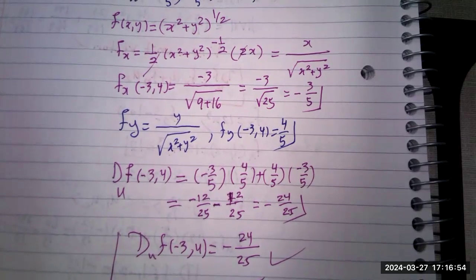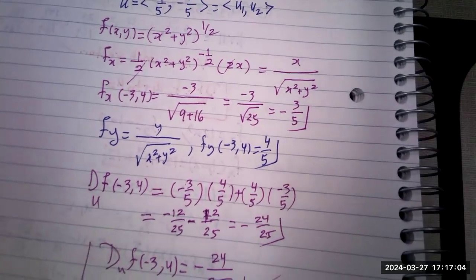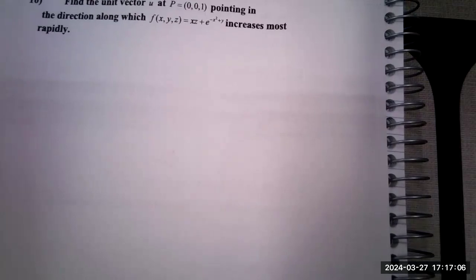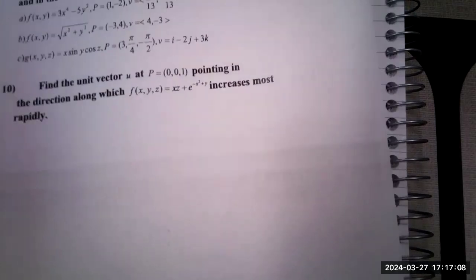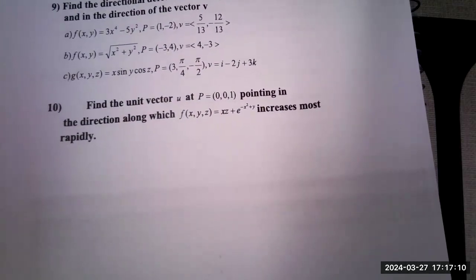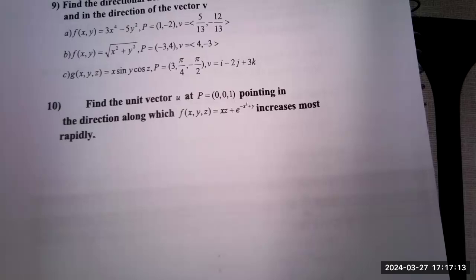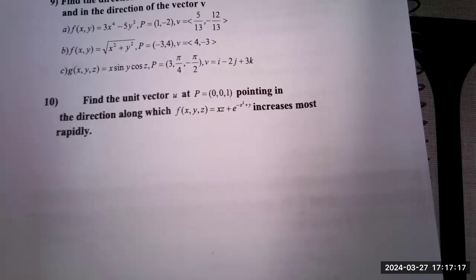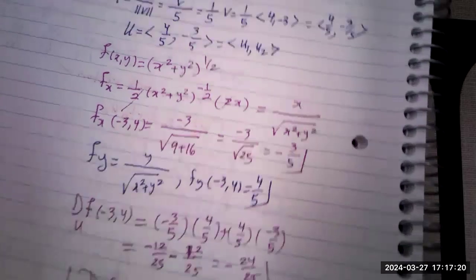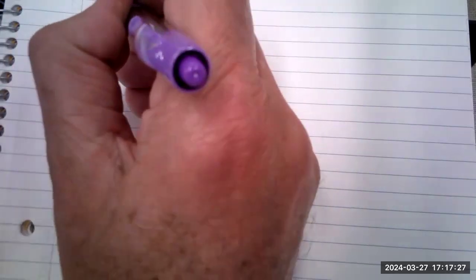This is the one that most of you are going to be interested in, the three variables. So partial x, partial y, partial z. Okay, so that is going to be the third one. We're going to check x sine y cosine z, P at (3, π/4, -π/2), v is i minus 2j plus 3k. So we're going to check this one. This is going to be 9c.